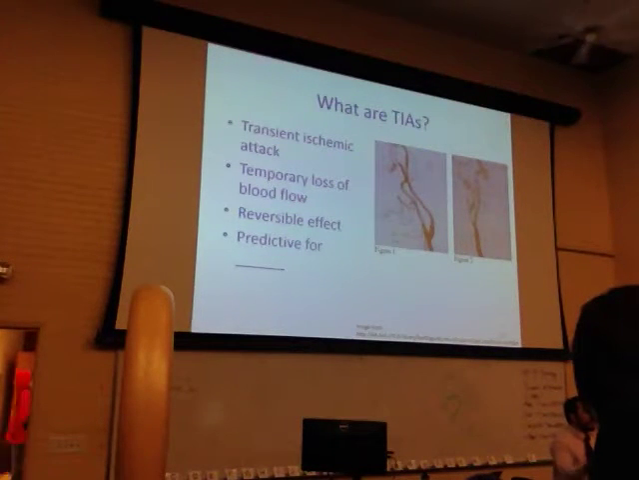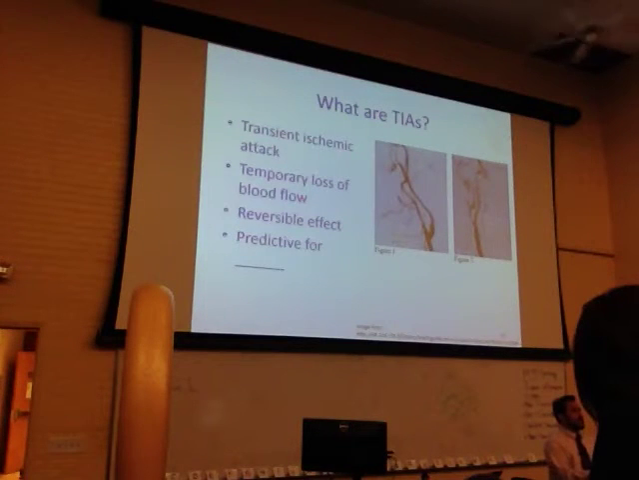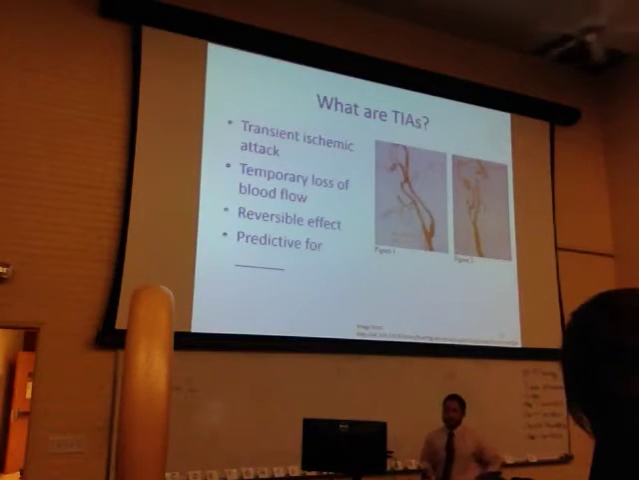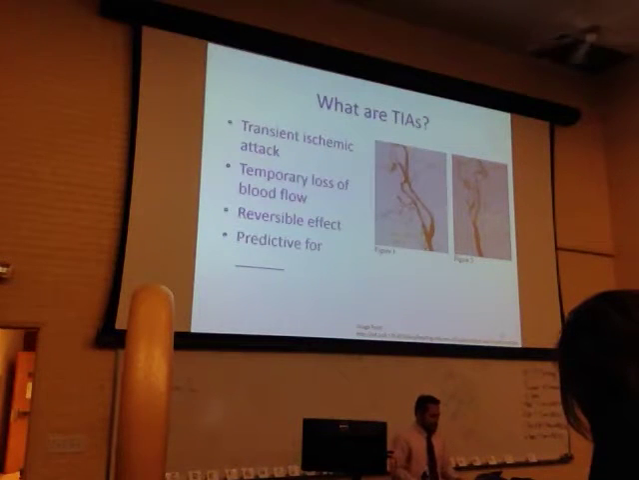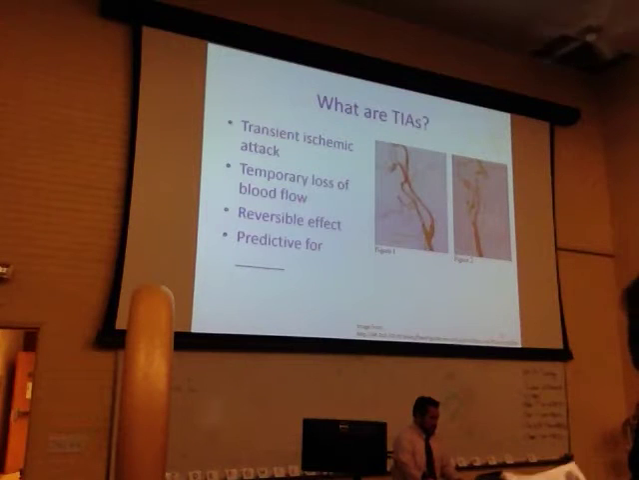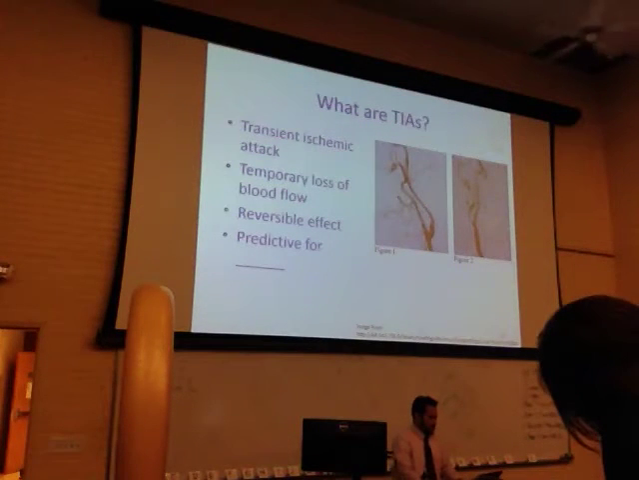And there's no damage to the brain tissue because the blood flow is reestablished. And so it's reversible. But usually that's a huge clue to the patient and the family that there might be a future stroke that's actually going to occur. About a third of all patients who develop TIAs later experience a stroke.